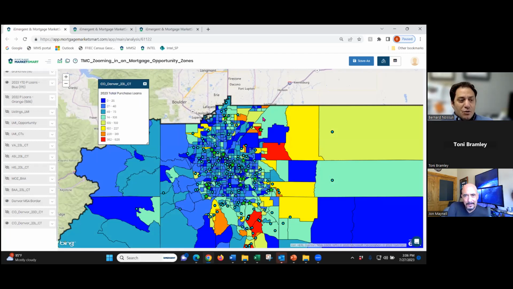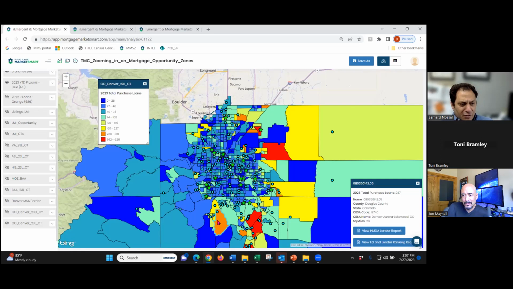Okay, so the blue census tracts represent areas with fewer purchase loans. The red census tracts represent areas with more purchase loans. And so now when we see the originations in context, we can say, hey, yeah, they're doing well in a lot of these areas, but look at this area, for example, this red census tract, and I'm going to click off this layer, this orange census tract right here to the south, 247 purchase loans.